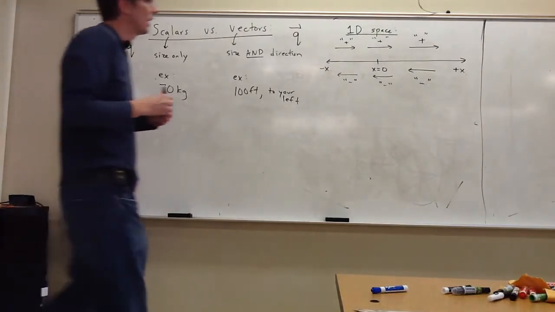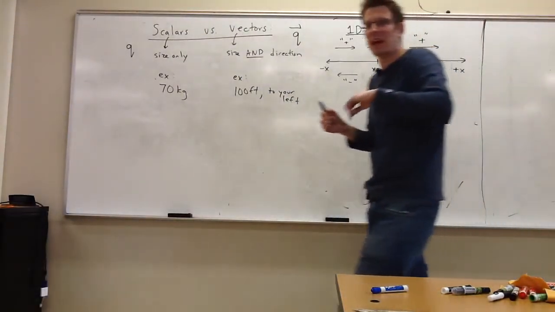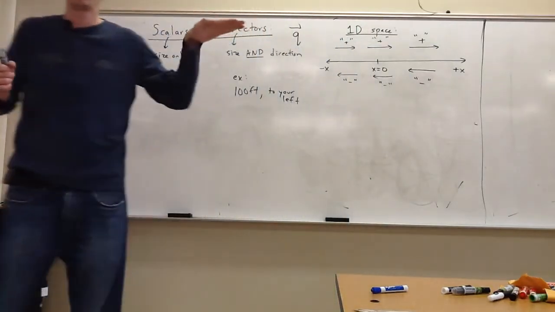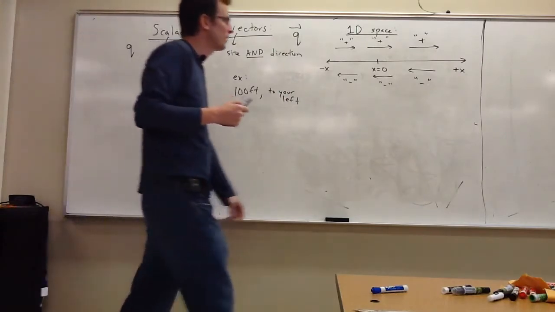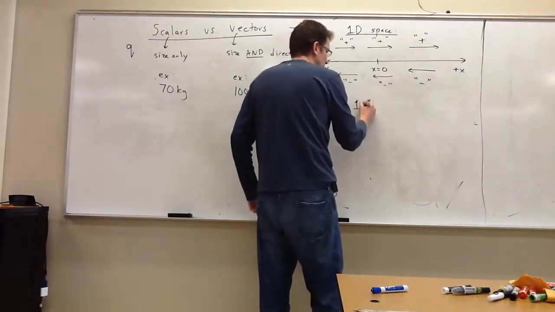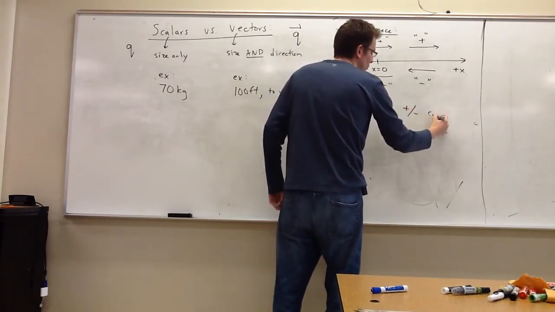Okay, so it's just a matter of one way or the other way. Think of it as an arrow, and you're just looking to see where the arrowhead points. So that's going to be in one dimension only. Plus and minus can describe direction completely.